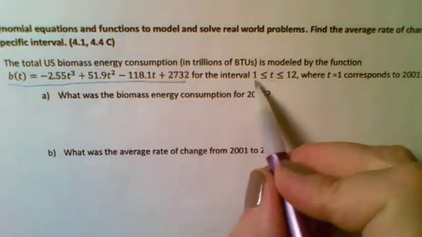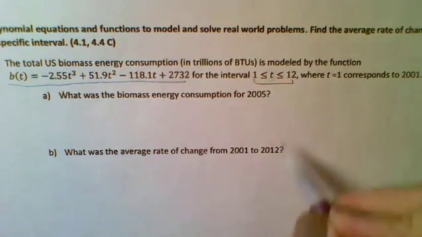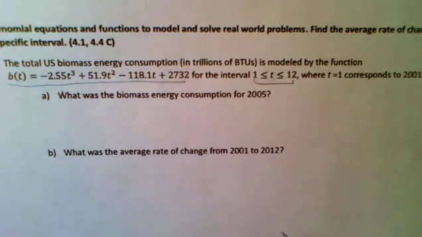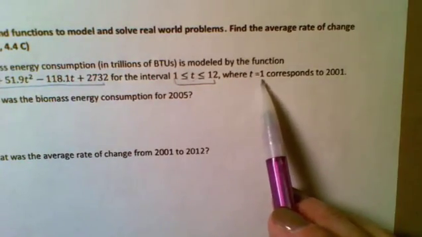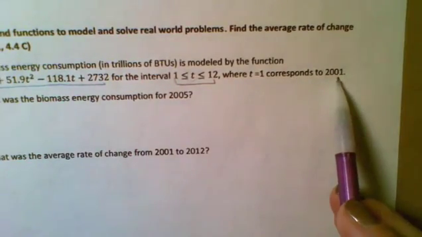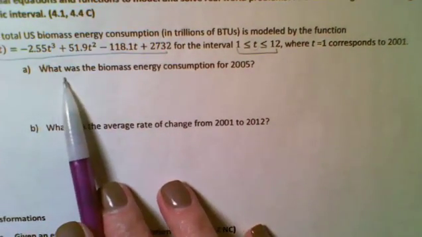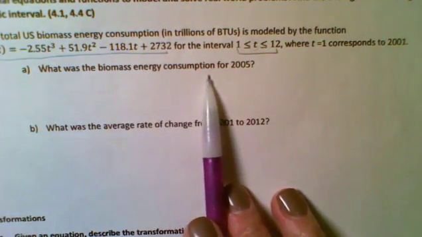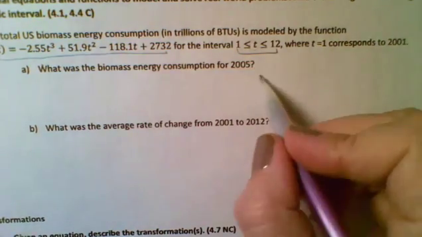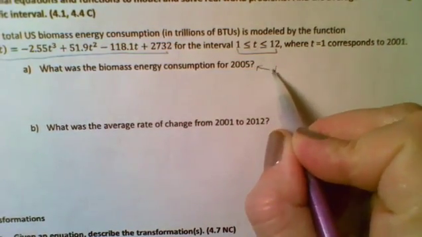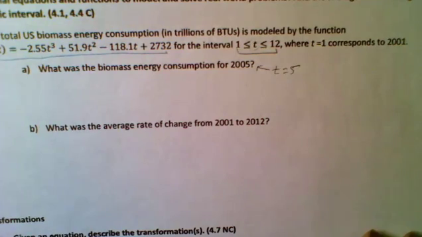So when you go to set your window, you know you're only going to go from 1 to 12 for your x's. That's all you care about on that graph. It tells you that t equals 1 corresponds to 2001. So what I would do before I get started is read this question. It says, what is the biomass energy consumption for 2005? So I'm just going to remind myself that means when t equals 5 or x equals 5. Okay, so I'm going to plug in x equals 5 there.